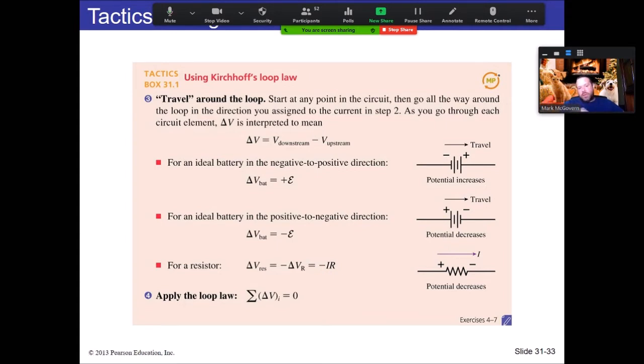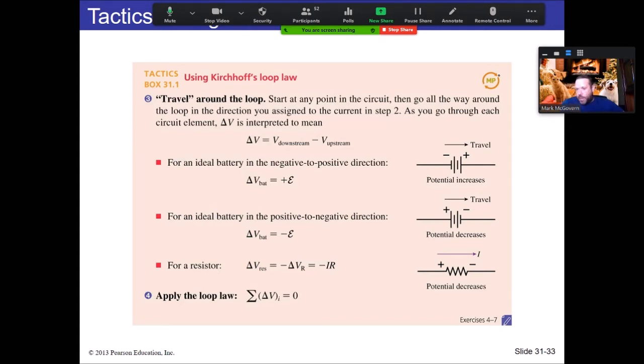There are two ways to discuss directions in circuits. You make a decision about how the current flows, and then you make a decision about how you're going to walk through your circuit for your loop law.